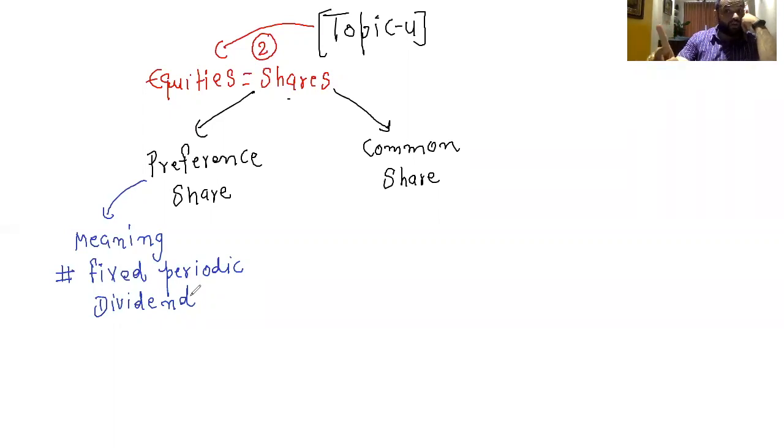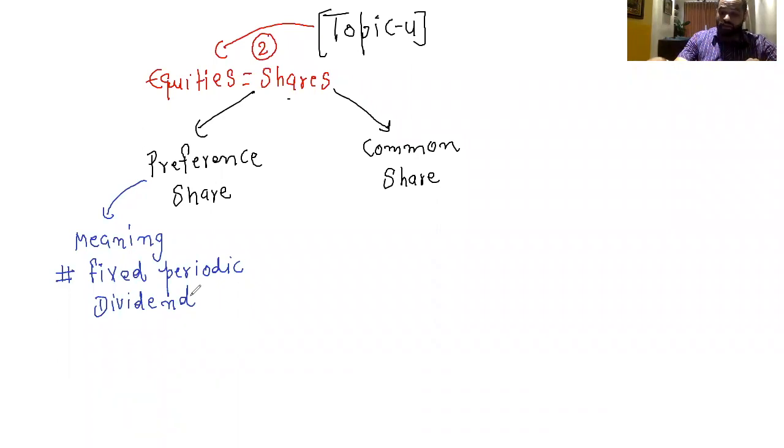Company making a lot of money, you will not receive a high dividend. You will receive the same amount of dividend from time to time, no matter whether the company's financial performance is good or bad. This is the easiest way to understand preference shares, right?